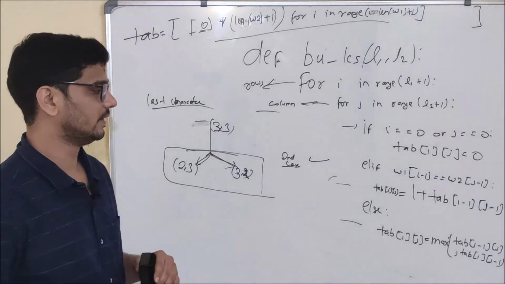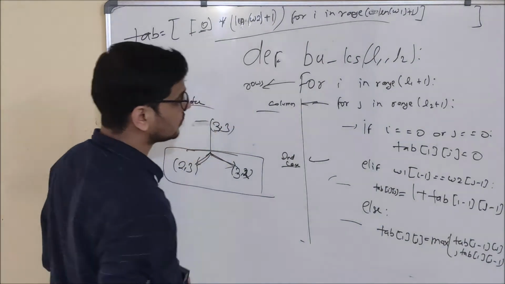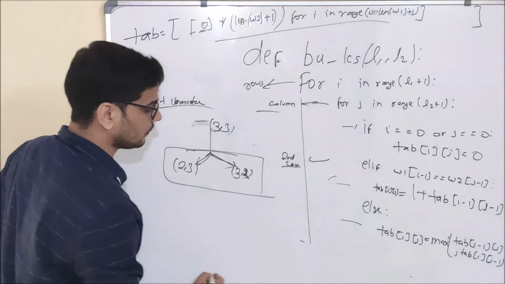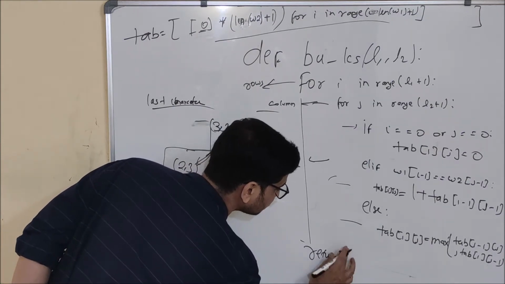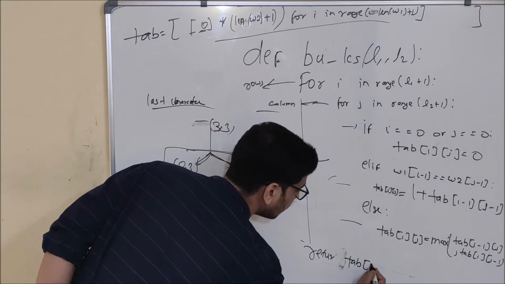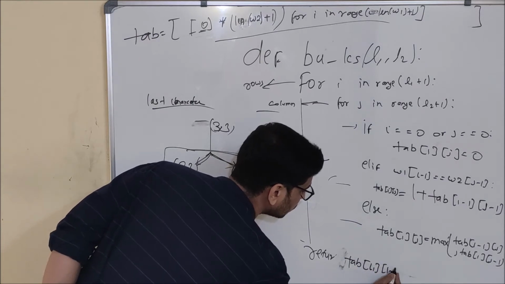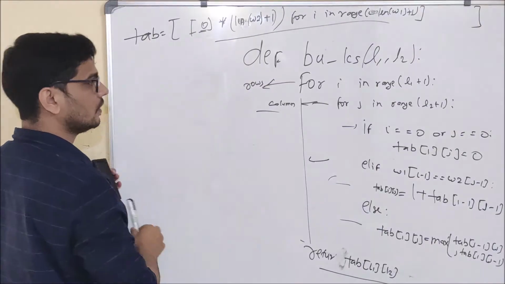Now, when this for loop executes and ends, our table will be filled, and after that we will return tab of L1, L2. Now let's see how this code will execute in memory.